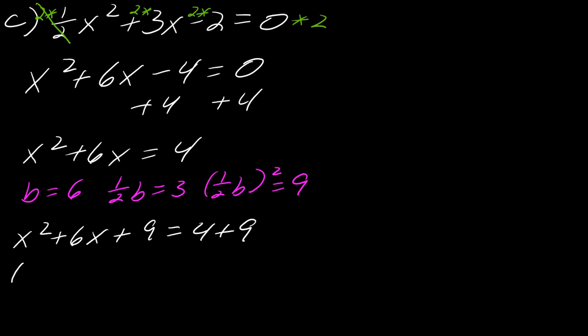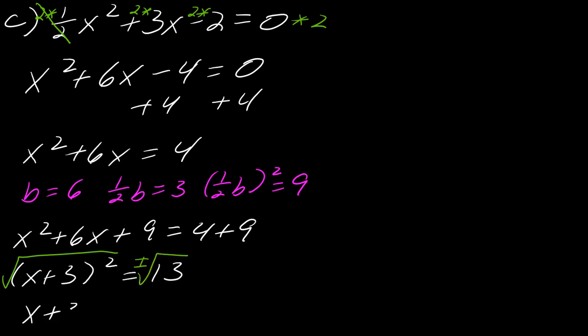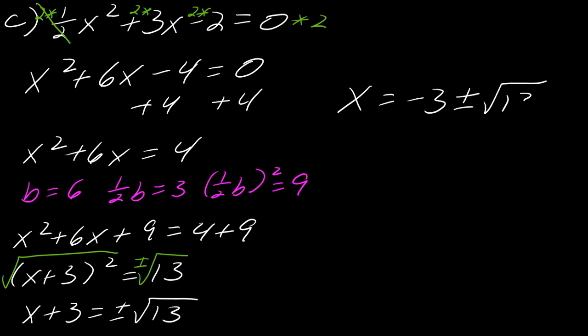Now I'll factor. And now I can solve using the square root property. So I'll take the square root of each side. So I get x plus 3 equals plus or minus the square root of 13. So my final answer will be x equals negative 3 plus or minus the square root of 13.